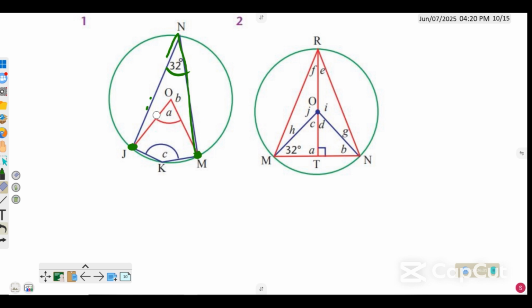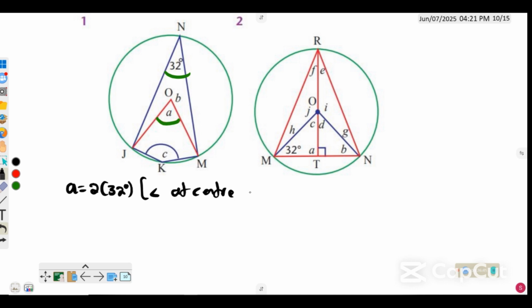So this is angle at center now. And remember, we spoke about this. This looks like the arrow thing, whereby we take below, and then angle A is equal to 2 times 32. Why is that? This is angle at center equal to 2 times angle at circumference. Which means A is equal to 64 degrees.